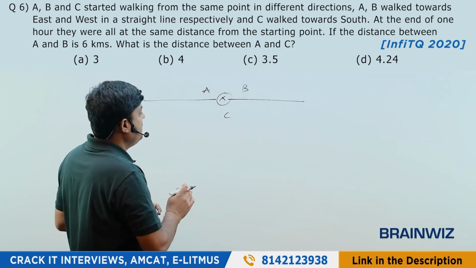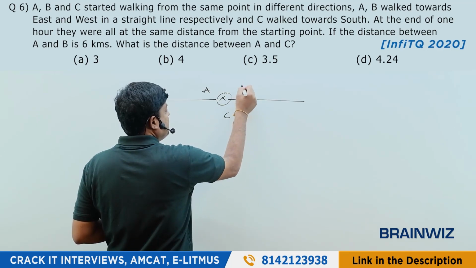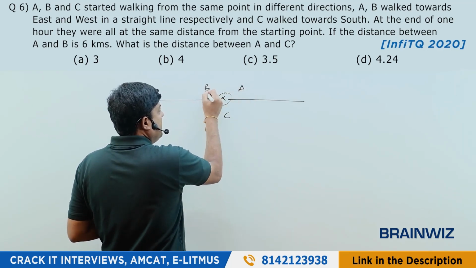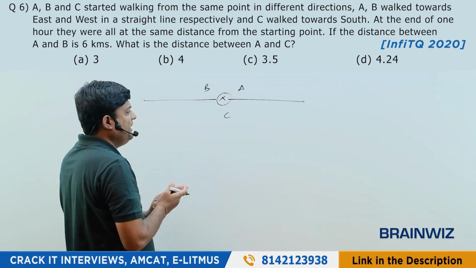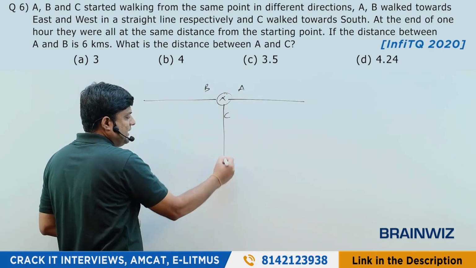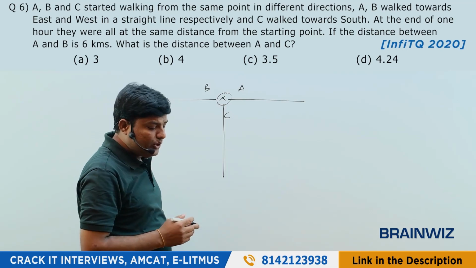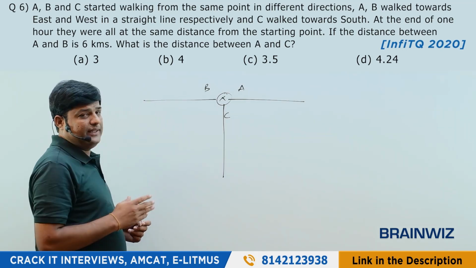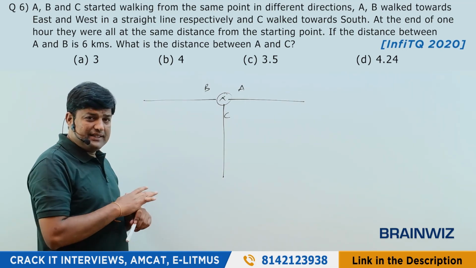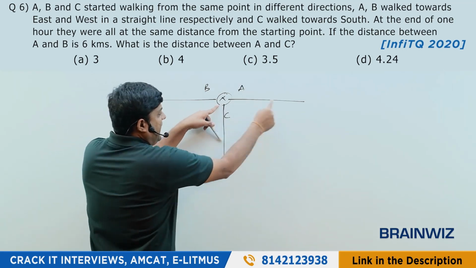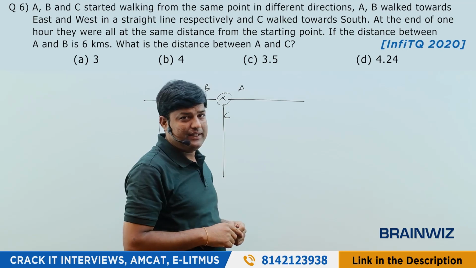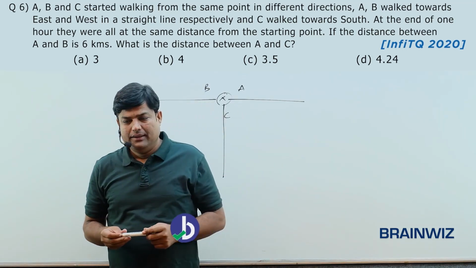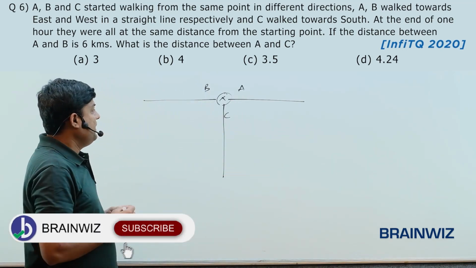So this is wrong. So here has to be A. Here has to be B. A and B. A have gone towards the east. B have gone towards the west, respectively. And he told C went towards the south. And he told one small point here. At the end of 1 hour, they are at the same distance. Means the distance traveled by A and the distance traveled by B and the distance traveled by C is same. That he told you.